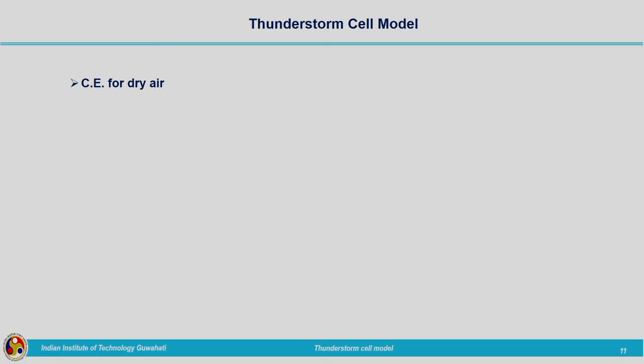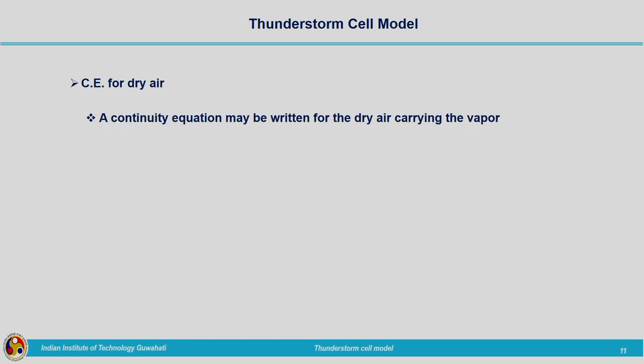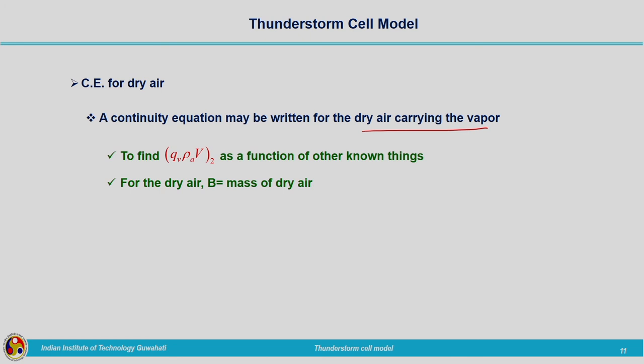Once the precipitation has taken place, the moisture has been removed, or some amount of moisture will be present there. Most of that air will be dry. So, for dry air we are going to write the continuity equation separately. Why do we want that? We need to find q v rho a v corresponding to region 2, the uplift region, as a function of other known things. We know these values at region 1, but region 2 is unknown.